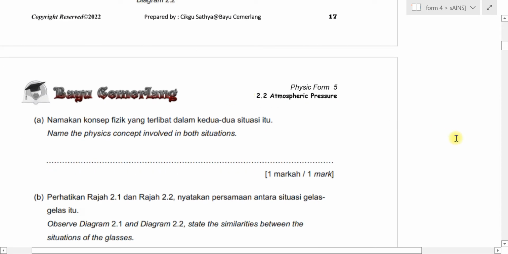Okay, first question. Name the physics concept involved. So the physics concept involved here is, first of all, what is a physics concept? A physics concept is like the subtopic name. For this it is atmospheric pressure, so we name it as atmospheric pressure.